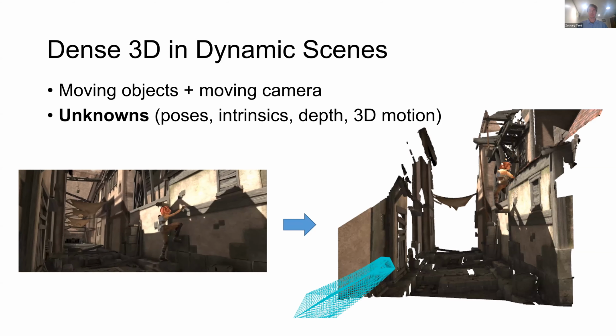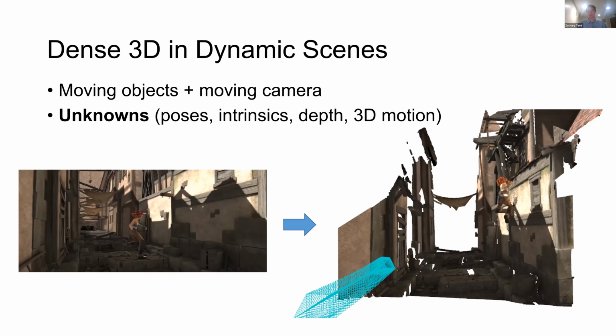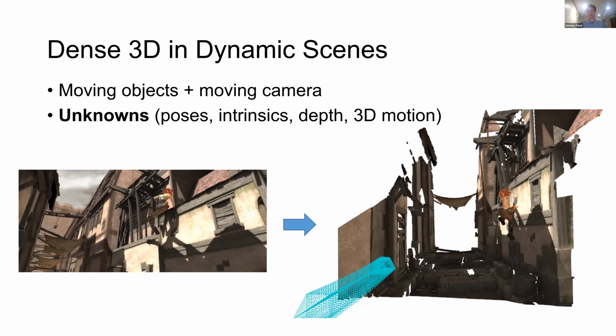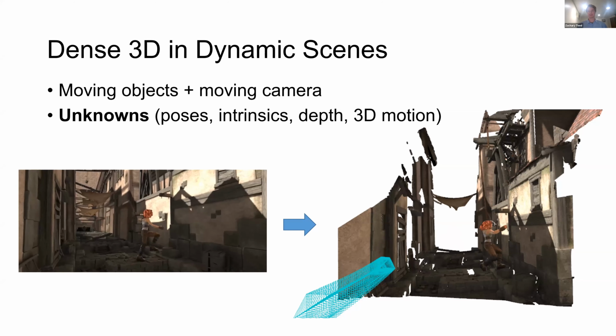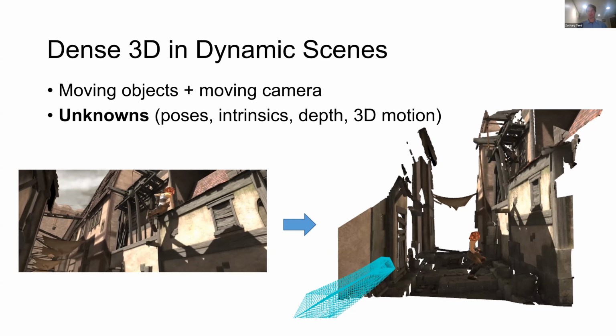This is a very hard problem because when we only have raw images as input, there are a lot of unknowns. We don't know the trajectory of the camera. We don't know the intrinsics, or if there's distortion. Depth and 3D motion are all unknowns.